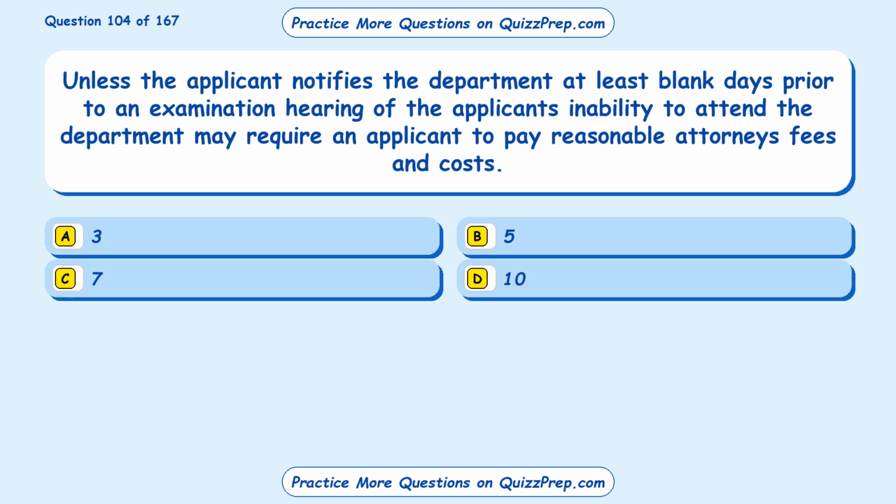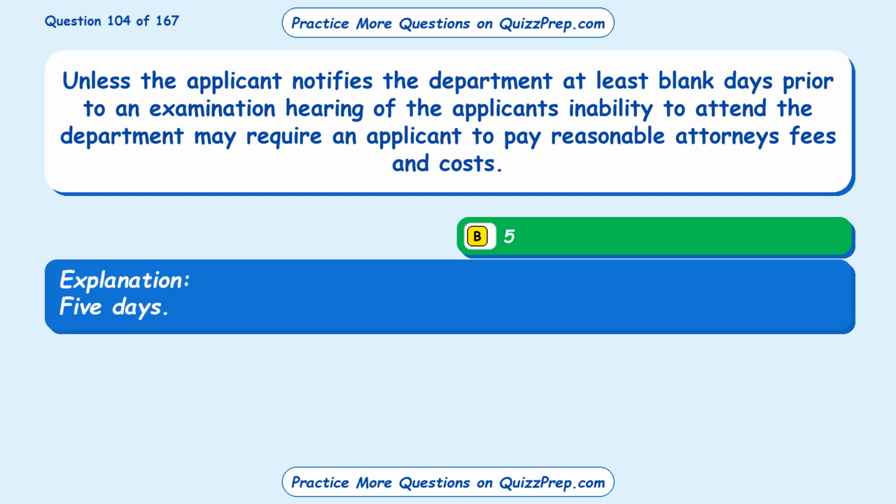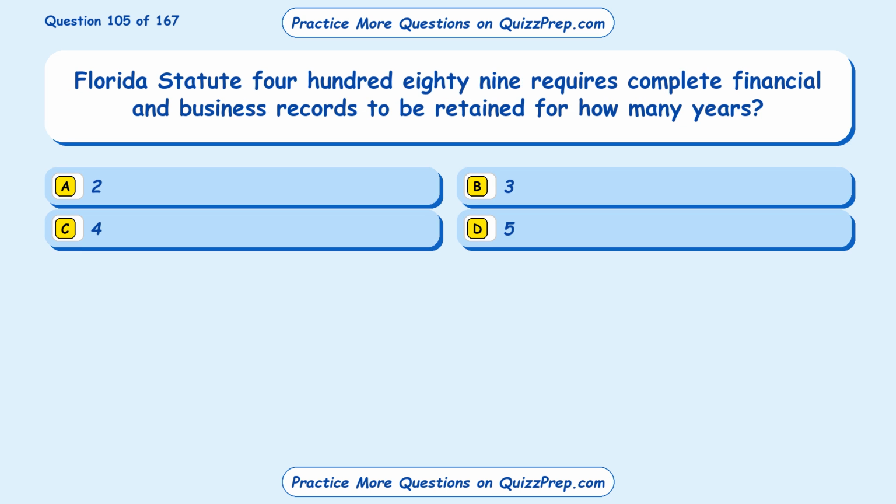Question 104. Unless the applicant notifies the department at least blank days prior to an examination hearing of the applicant's inability to attend, the department may require an applicant to pay reasonable attorney's fees and costs. Option A 3, option B 5, option C 7, option D 10. The correct answer is option B, 5 days.